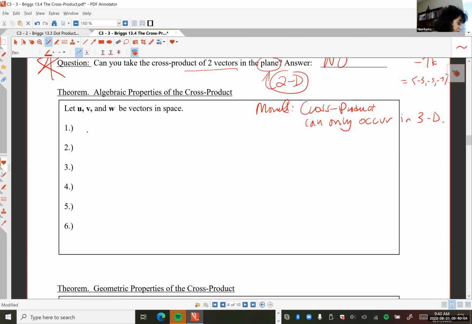Okay, U cross V is equal to the opposite of V cross U. We just saw that with an example. So we do not have commutativity when we're doing cross products. Remember that? That's super key.